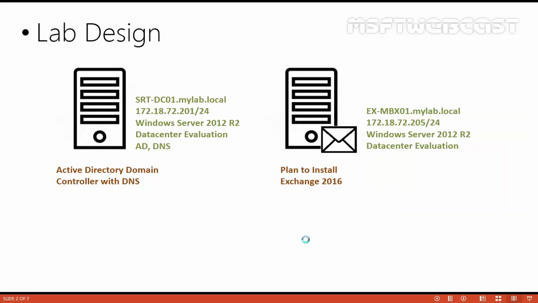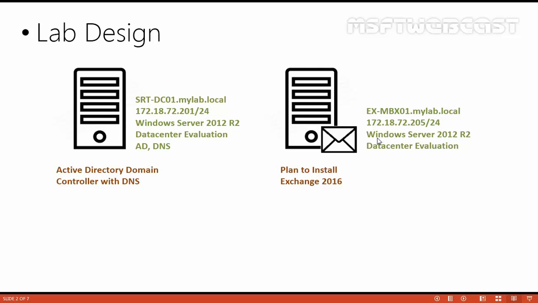So what do we have? In my demo lab design, I have one Windows Server 2012 R2 Datacenter Evaluation Edition, and on that machine, I have installed Active Directory Domain Services with the DNS service. The name of my server is srtf1dc01.mylab.local, and the IP address is 172.18.72.201.